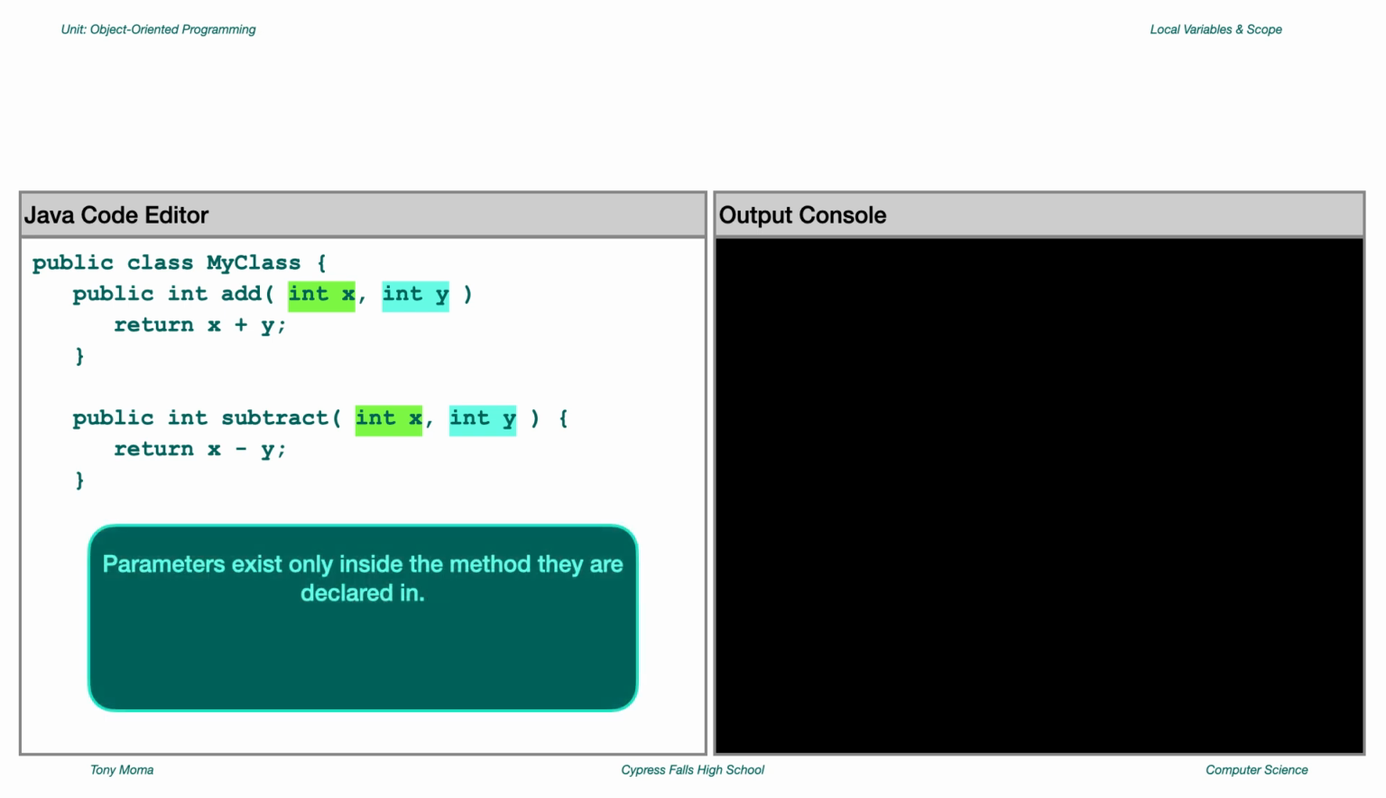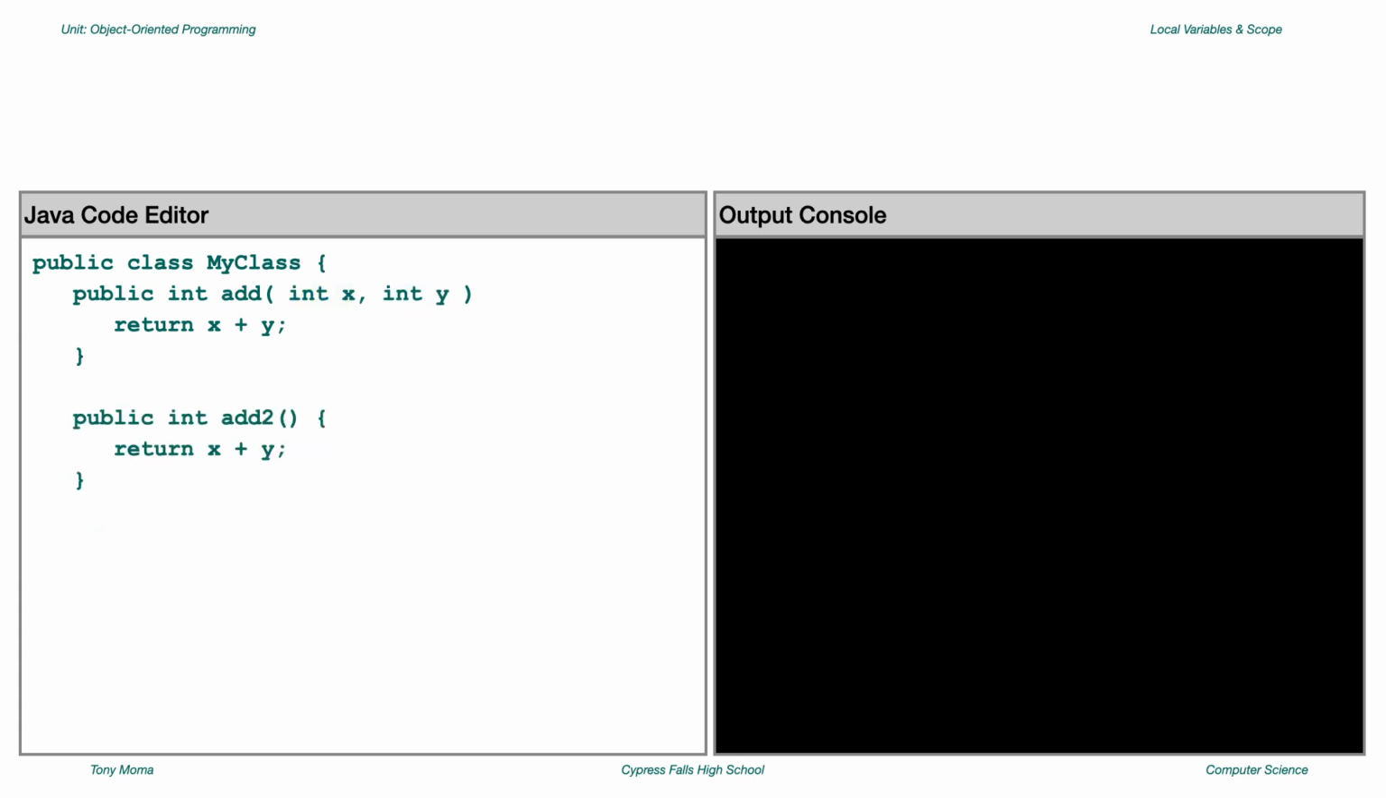This is because parameters exist only inside the method they are declared in. Or in other words, their scope is the method that they are declared in. Thus, the x and y variables that you see inside the add method are not the same x and y variables that you see inside the subtract method.